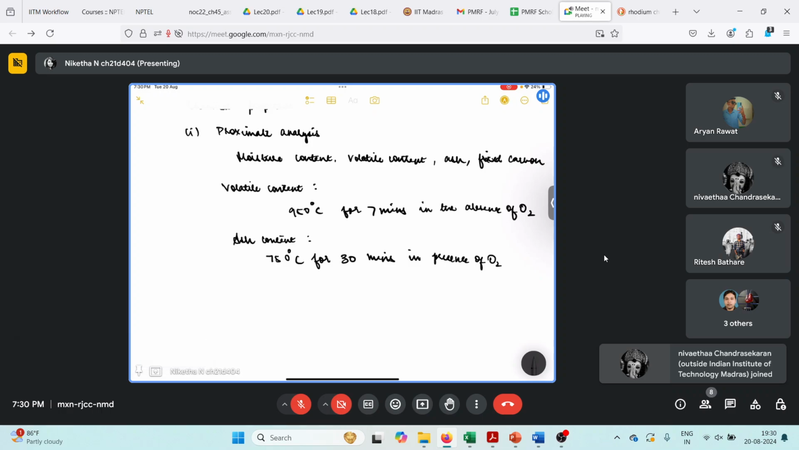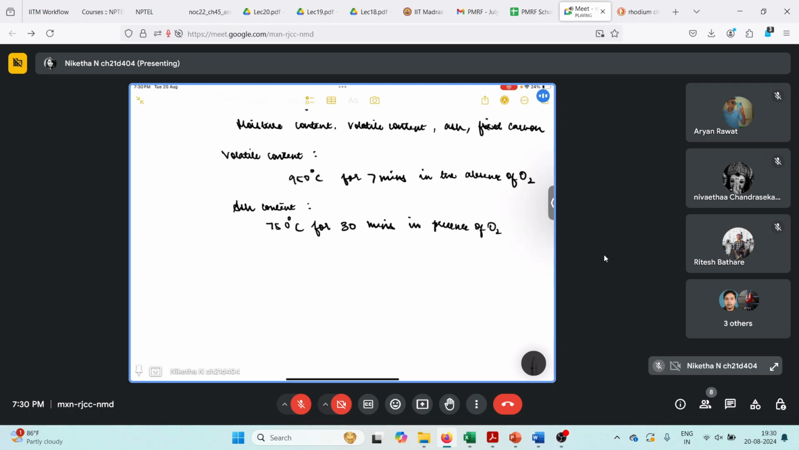Only when the waste gets oxidized will it be converted to ash, only when it undergoes combustion. So in the presence of oxygen only, combustion will take place. That is why we need to have air, especially with oxygen. And then we need to heat the sample at 750 degrees for 30 minutes. And whatever residue is there, that is your ash.